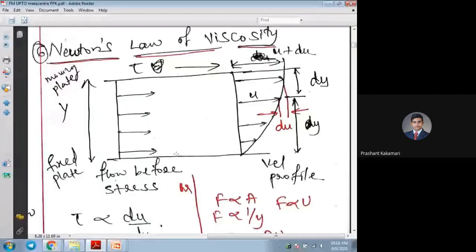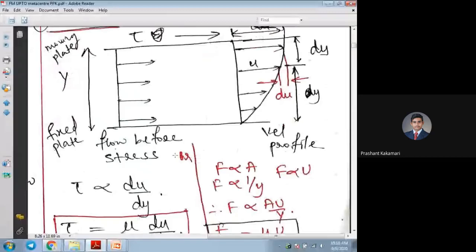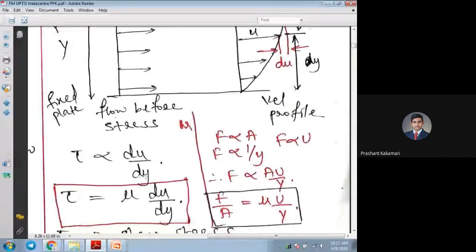As I decrease this distance y, the resistance will be more. So that shear stress or the force will be inversely proportional to the distance y. So I have written du by y. For a given complete volume of the liquid, if you take, it will be u by y. For a small layer of liquid, it will be du by dy.